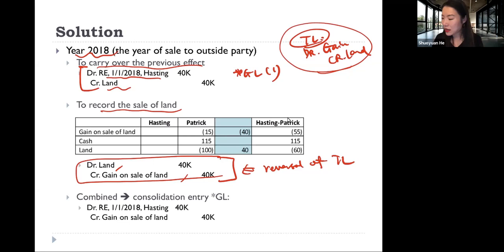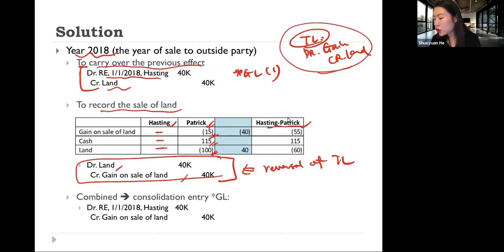The second way to think about it is just to write out all of the journal entries. We have the parent, subsidiary, and parent plus subsidiary. Now the land has already been transferred to Patrick's books. So when Patrick eventually sold this piece of land, the parent doesn't need to do anything on its books. When Patrick is selling this land, it gets cash of 115. The cost of the land for Patrick is 100, so the gain for Patrick is 15,000.